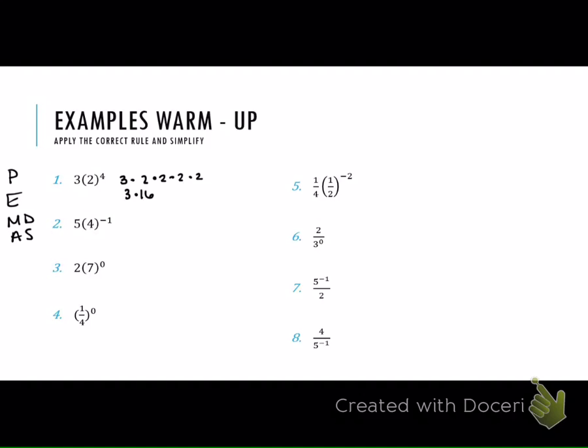Then what, Katie? So 3 times 6 is 18. So 48 is your answer. All right, Jenny, number 2. What do you have to do first? The exponent. What does this exponent of negative 1 mean?